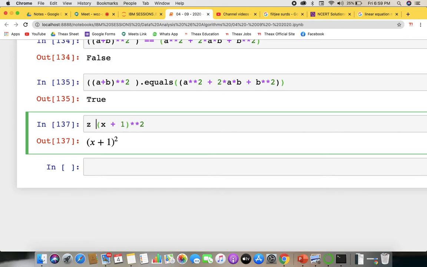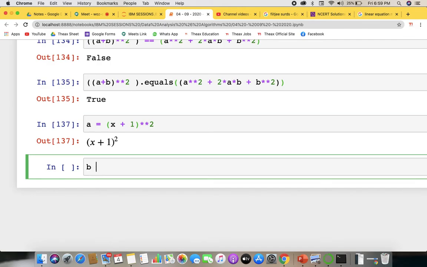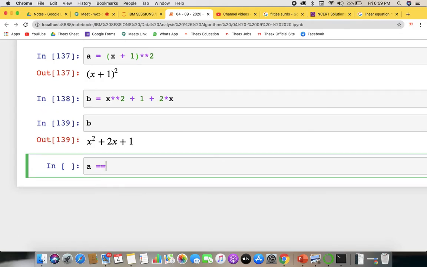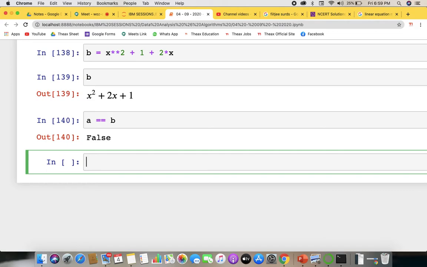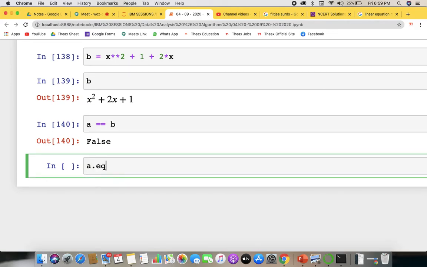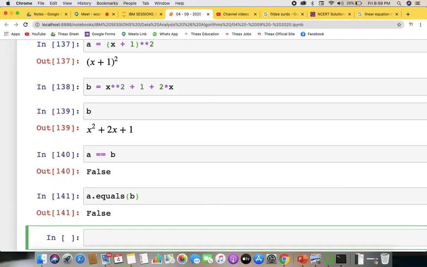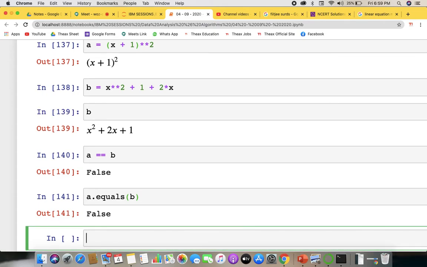Like if I say this is x plus 1 whole square, let's say this is equal to a. And my b is equal to x square plus 1 plus 2x. This is my b. So can I say a equals b? Obviously no. Is there something wrong? Actually we have equated with the variables and then equated other things. So if I say a minus b, what's the value then?